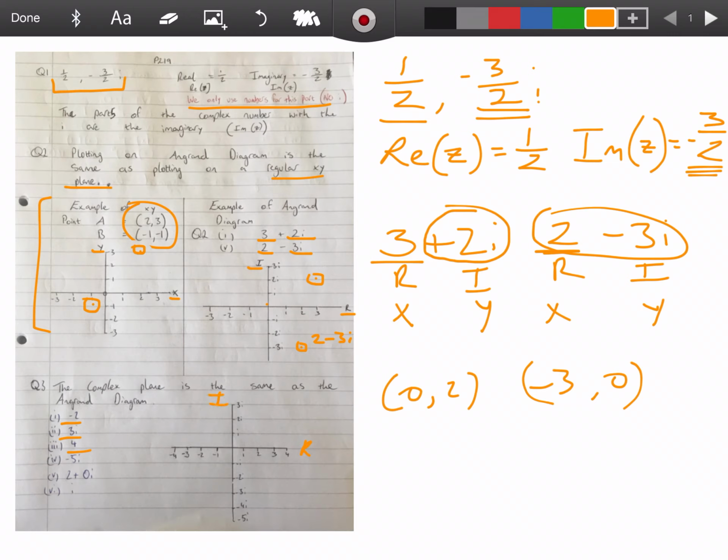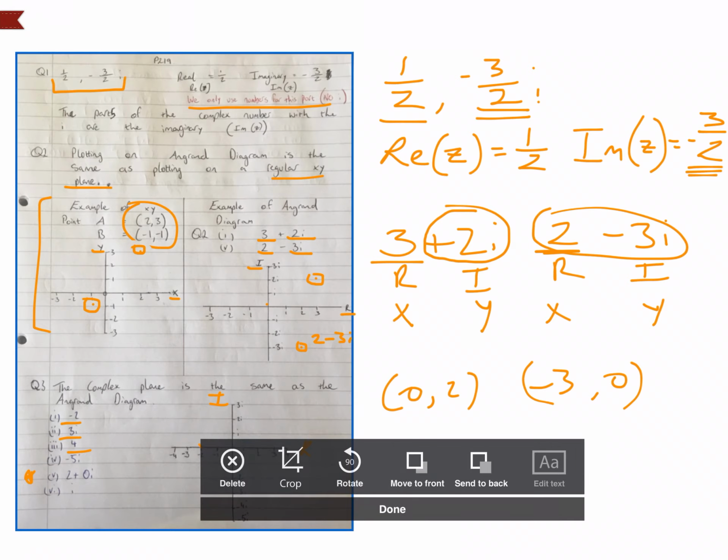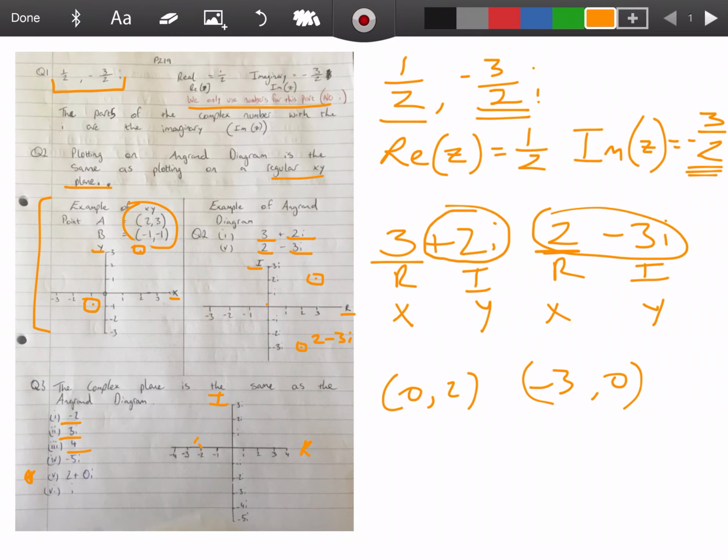So it looks like you're thinking of it in terms of part 5 there. 2 plus 0i. So this is minus 2 plus 0i. So you can imagine I go across to minus 2, but then I've no imaginary part, so I don't go up or I don't go down. I stay on the real axis, and my point is there, as close as I can get. Okay, so that's my point, minus 2.